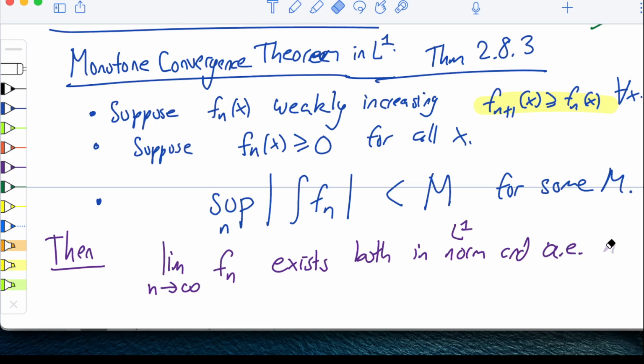Where the limit has to be in L1 as well, right? Yes. If the limit exists in the L1 norm, then the limit is in L1. Yeah, that's a good point.